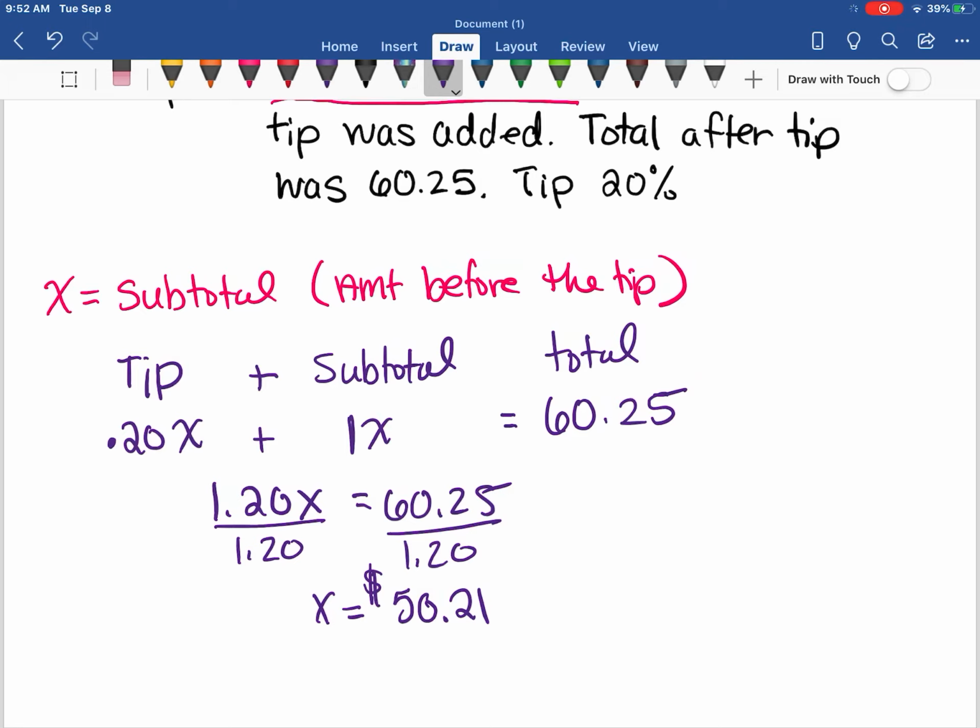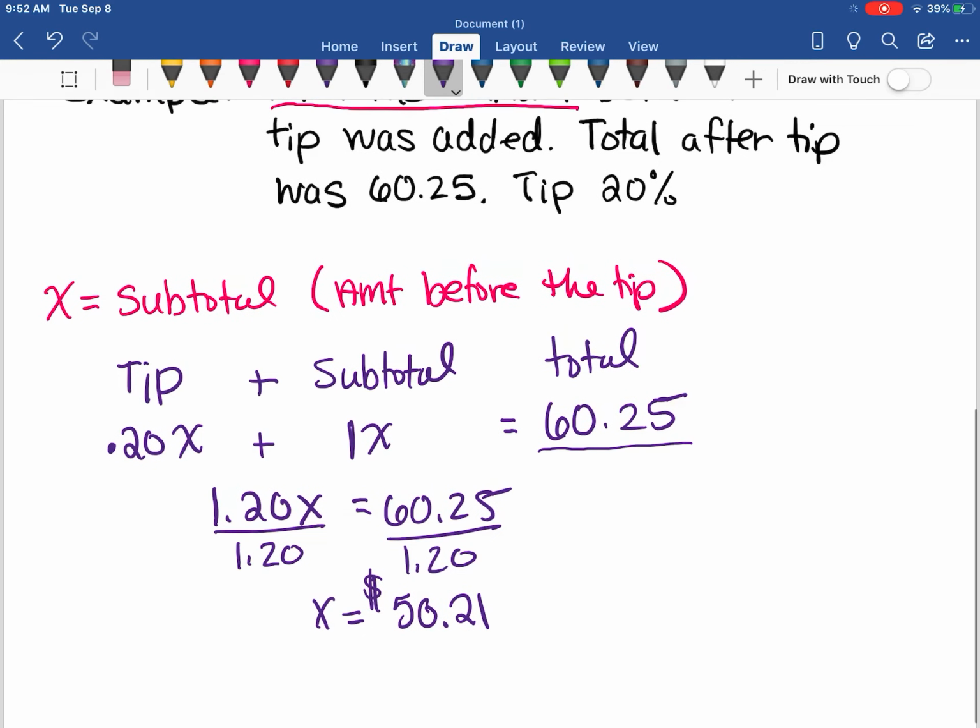A lot of times people will see that this is the number that's given and try to take 20% of the total. We don't take 20% of the total because that is where the tip is already added in, so it's going to come out bigger than what it should. So you want to take 20% of the original amount before the tip, which is what we called x. So I'm going to take 20% of 50.21, add it back to 50.21, and that should give us the 60.25.